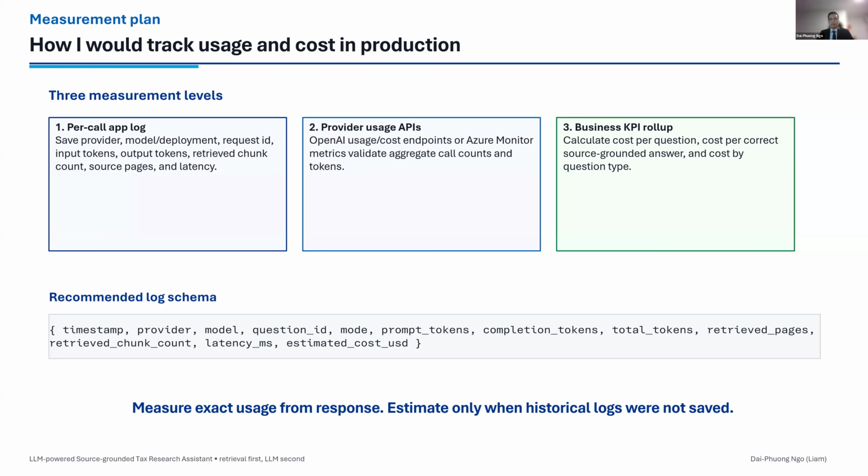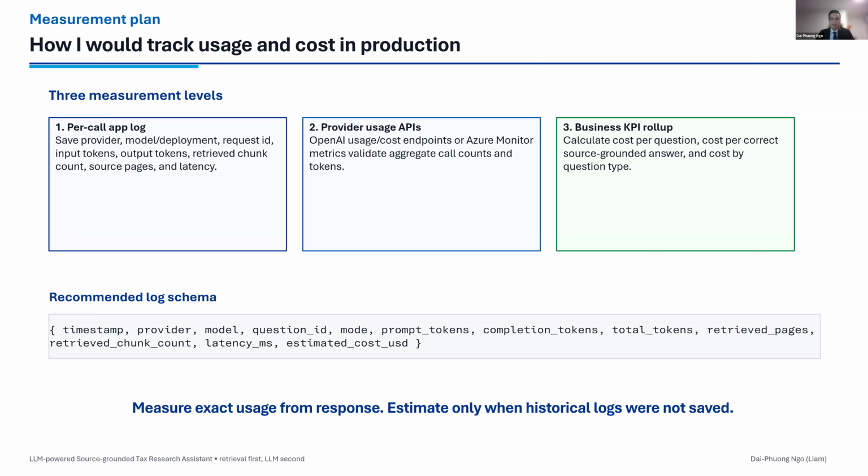For production or a team pilot, I would track costs at 3 levels. First, the app should log usage for every call. Most hosted LLM responses include token usage, so I should save prompt tokens, completion tokens, total tokens, model, mode, question ID, retrieved pages, and latency. Second, I should reconcile the app log with provider usage APIs or Azure Monitor metrics. Third, I should translate technical usage into business KPIs: cost per question, cost per source-routed answer, and cost per question type.